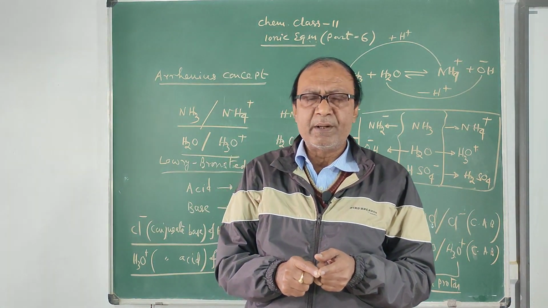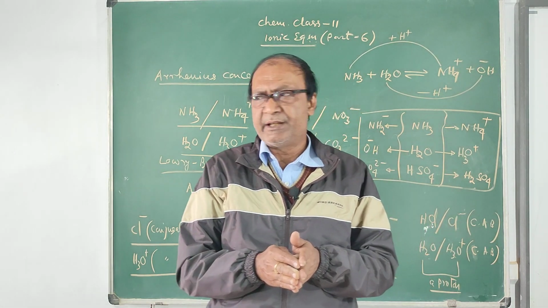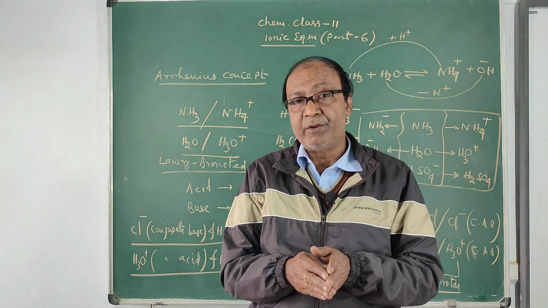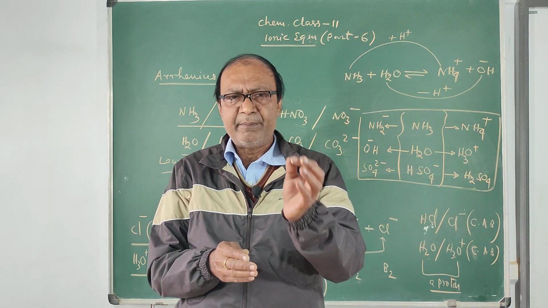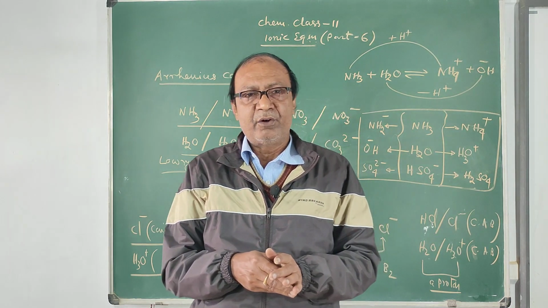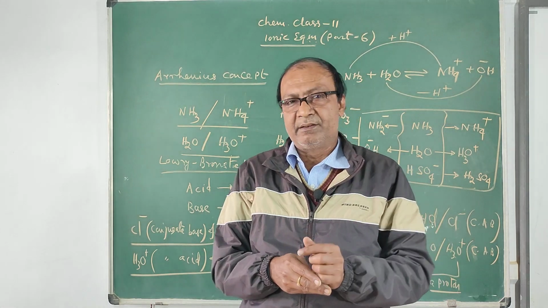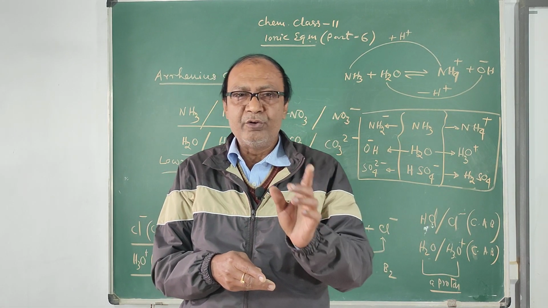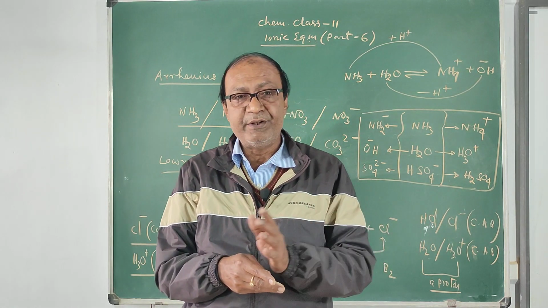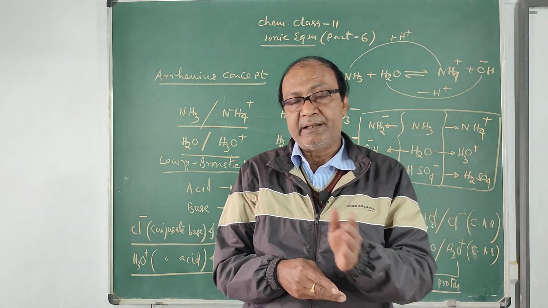By this concept, you can classify many substances which are weakly acidic and many substances which are weakly basic. Even if they have a slight basic tendency, the Lewis concept can recognize it. For example, BF3, boron trifluoride, is an electron pair acceptor, so BF3 is an acid according to Lewis theory. And ammonia is an electron pair donor, so ammonia is a base.